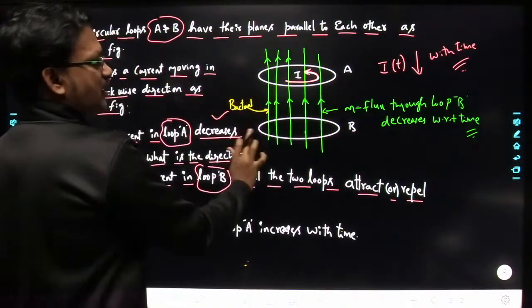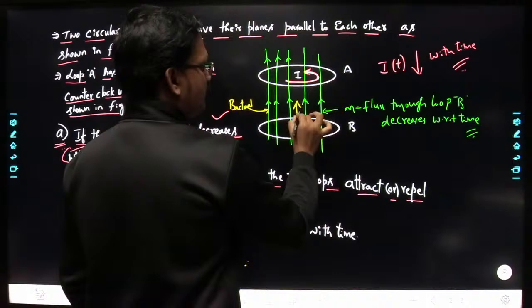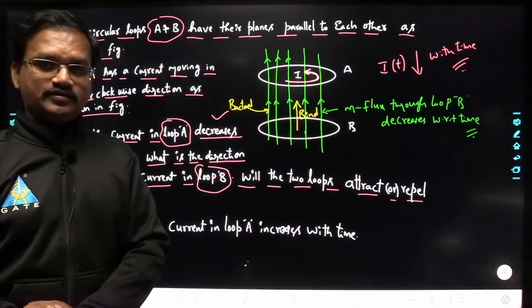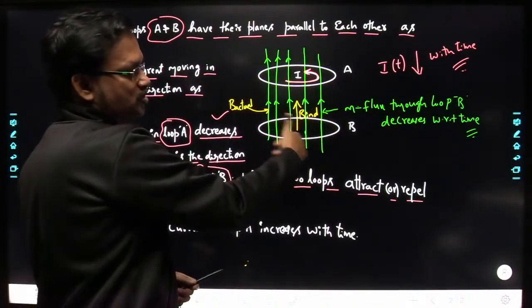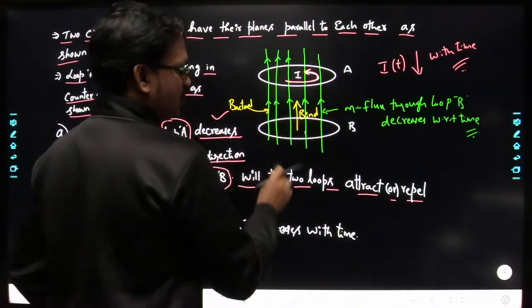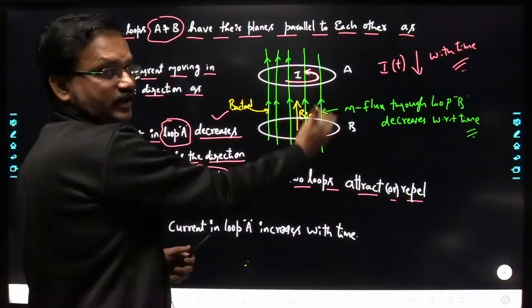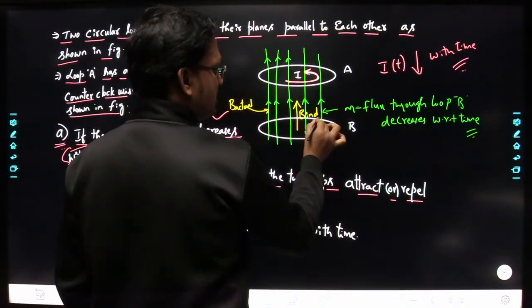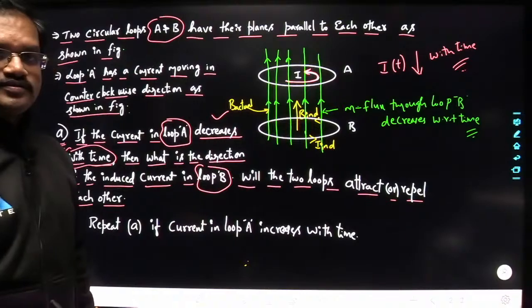Okay, so B actual is pointing in upward direction. Since the flux is decreasing, B induced will also point in upward direction. Understood? So if B induced is pointing in upward direction, what must be the induced current around this loop? If the induced magnetic field is in upward direction, then the induced current will flow in anti-clockwise direction. So in loop B, the current is going to flow in anti-clockwise direction, like this.